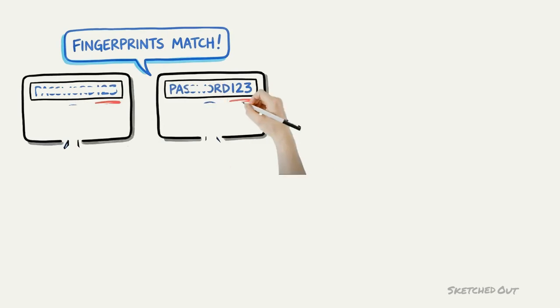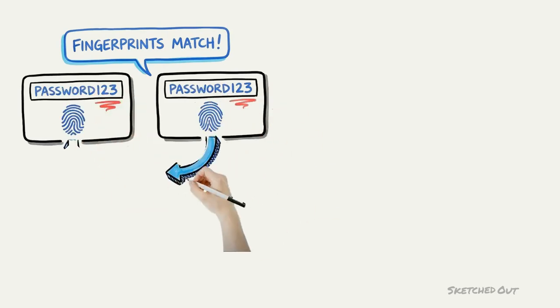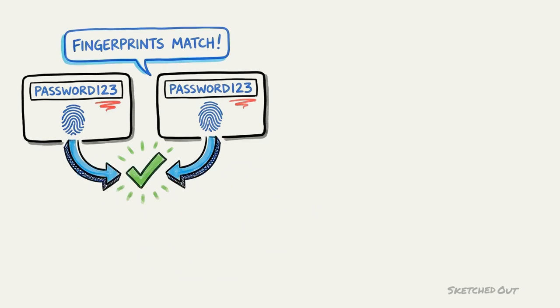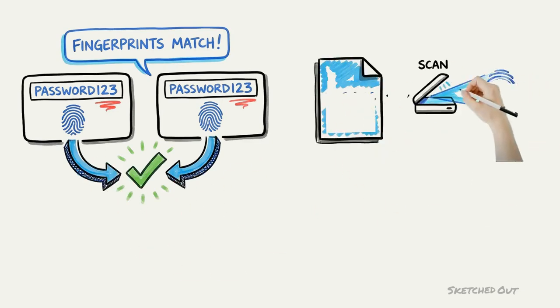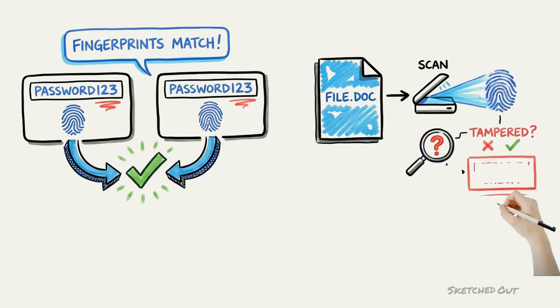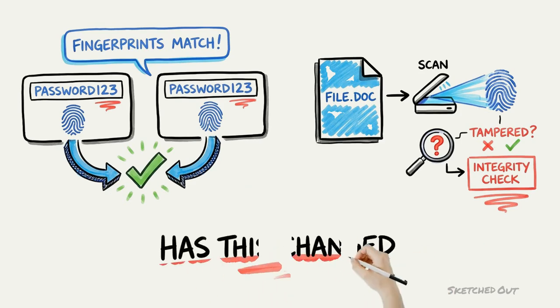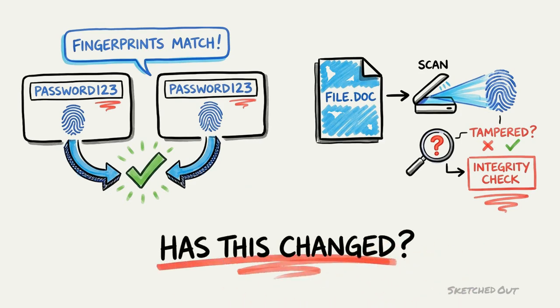You can check whether two things are identical without storing the thing itself, which is how passwords are checked without being kept. And you can prove a file was not altered because any change rewrites the fingerprint. Hashing answers a different question. Has this changed? And is this really the same thing?